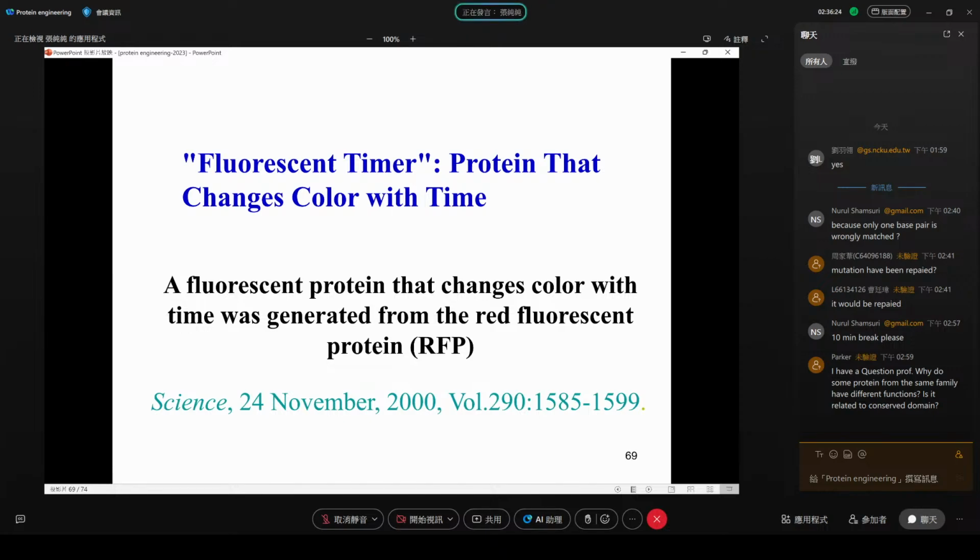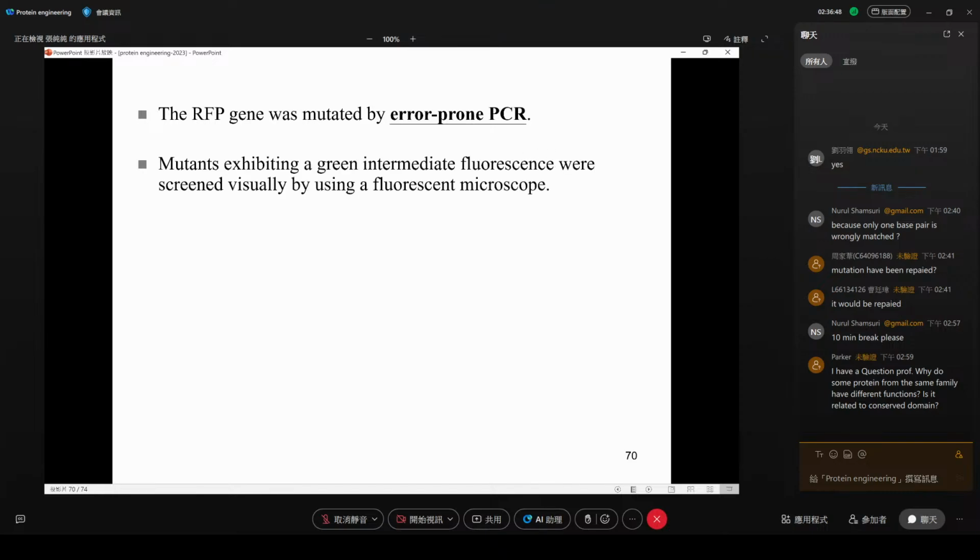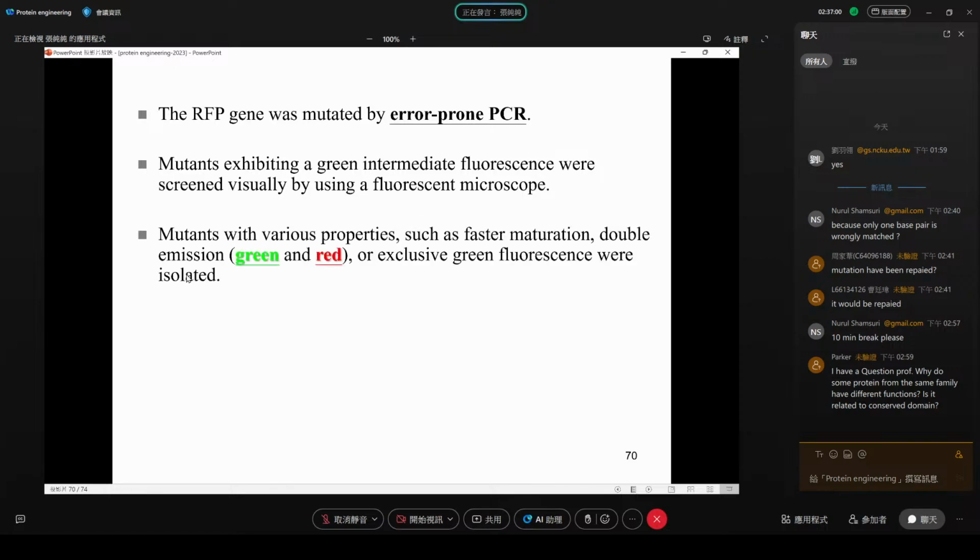So this paper was published 20 years ago. For this new application, this fluorescence timer, you look at this. They basically use error-prone PCR. See, error-prone PCR again, to mutagenize the green-red fluorescence protein. And this mutant form exhibits a very interesting phenomenon. They have a green intermediate fluorescent protein being screened and visualized by the fluorescence microscope. So the mutant form will transition from one color to another color with time.